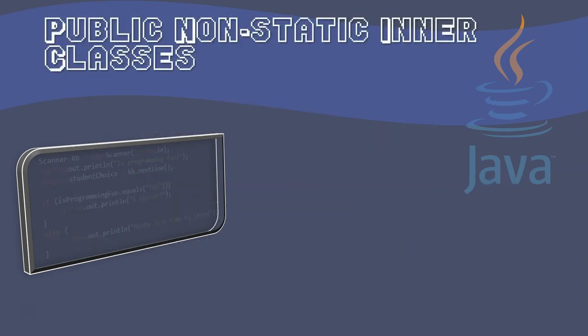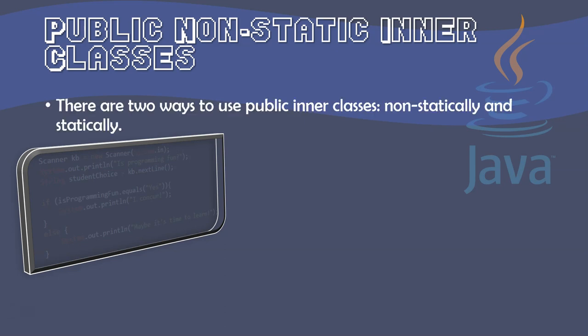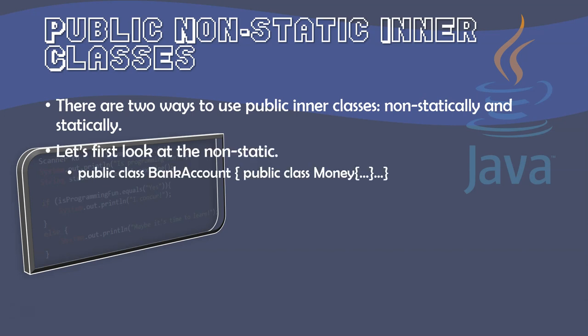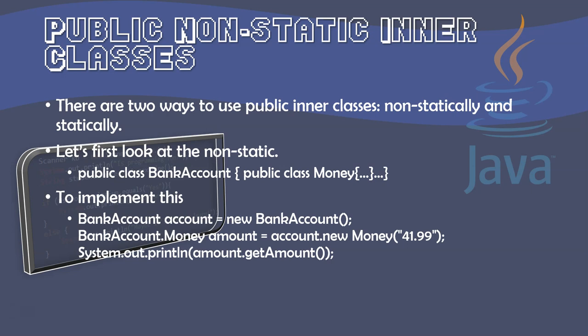Now, we can have public non-static inner classes, and we can also have public static inner classes. So with these classes, there's really 2 different implementations here. All right, let's first look at the non-static one. So let's say I have a public class BankAccount, and it has an inner class called public class Money. If we want to fully implement this in a program, let's say we have BankAccount account equals new BankAccount. This is creating the BankAccount object in our main class.